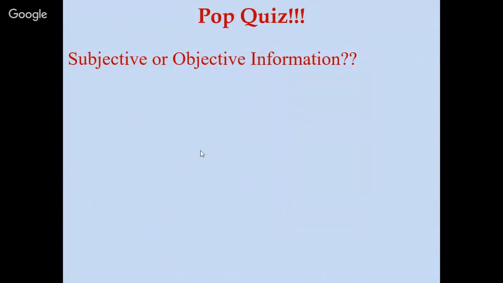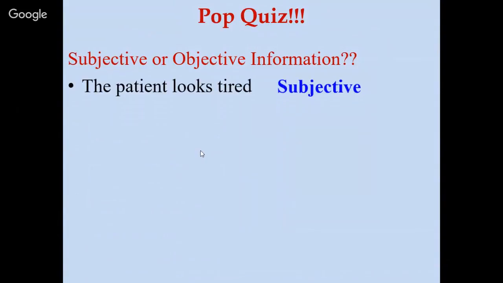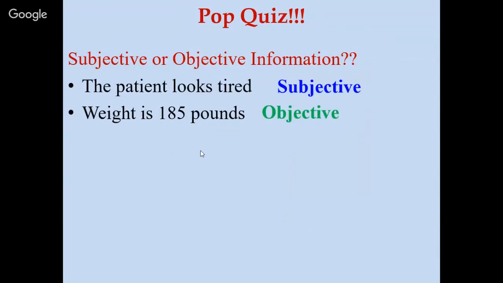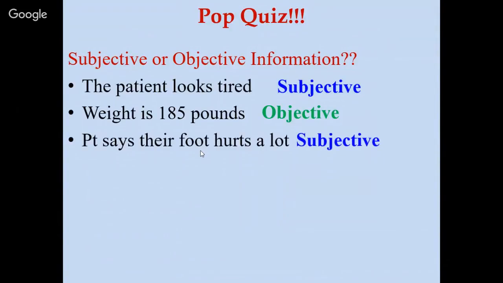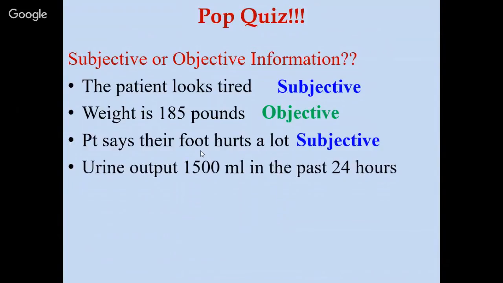Subjective or objective information. The patient looks tired. That's objective. Are you tired, patient? That's subjective. Weight is 185. That's objective. That's something that you can measure. Patient says their foot hurts a lot. Subjective. That's what the subject is saying. Urine output 1,500 mLs in the 24 hours. That's objective. That's something you measured.